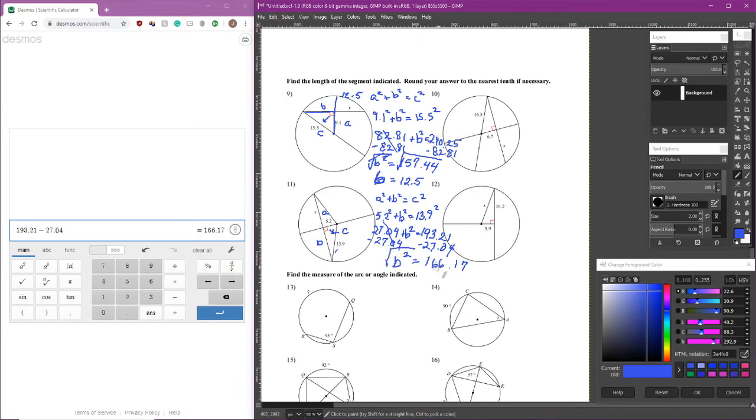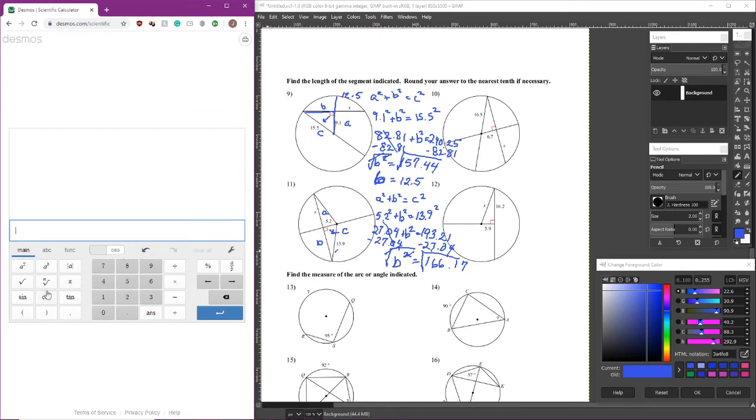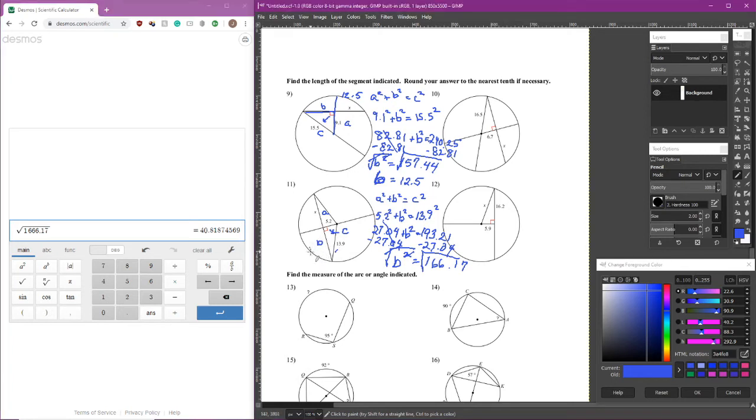Now I'm going to square root to get rid of that square. That leaves b all alone, and b will equal the square root of 166.17. Okay, which is 40.81 and a whole bunch of other numbers. We're rounding to the nearest tenth. 8 is in the tenths place. 1 is not enough to make it go up to a 9, so the answer here, the distance that b equals, is 40.8.